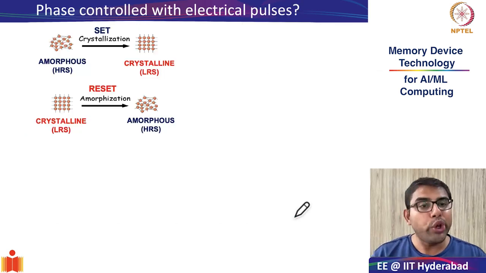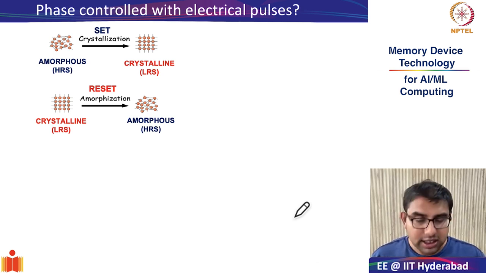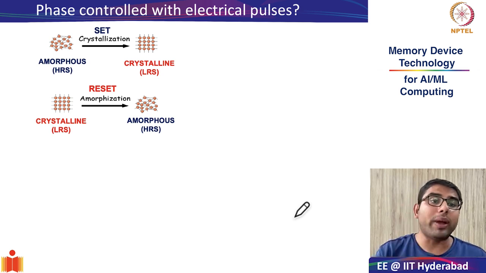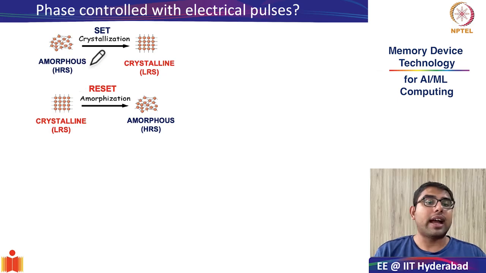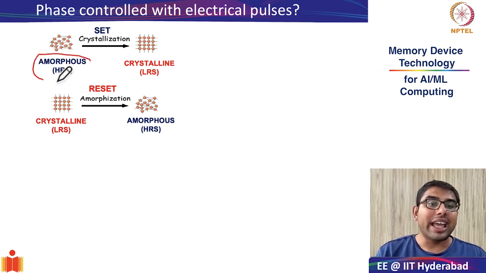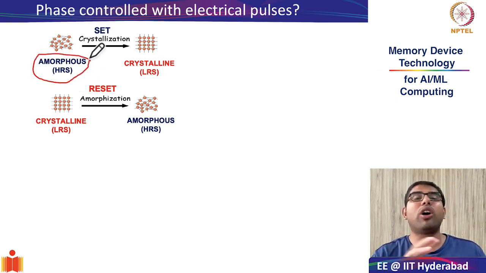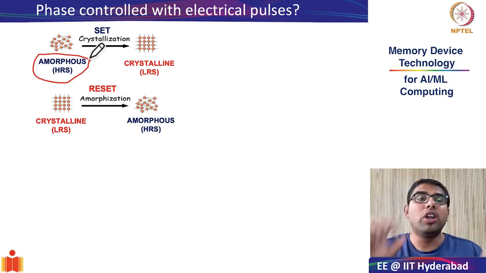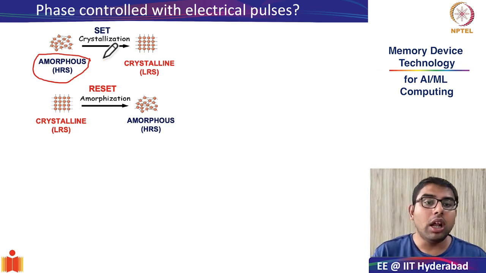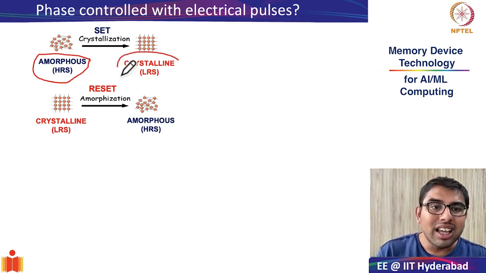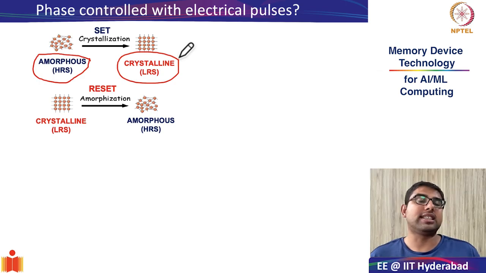Okay, so with this brief historical perspective about phase change materials, let us ask the fundamental question: how do you facilitate this phase change using electrical pulses? Before that, very quickly, let's recall that an amorphous material is in a high resistance state because electron scattering is more through amorphous material, and the crystalline material is in a low resistance state.